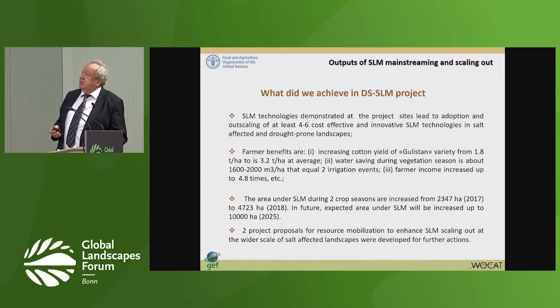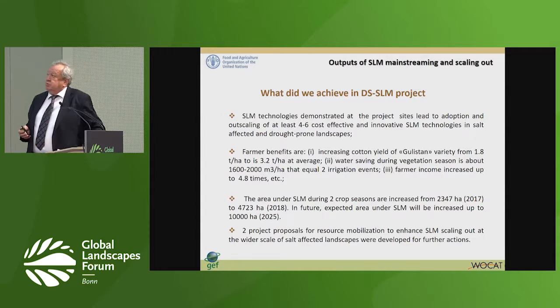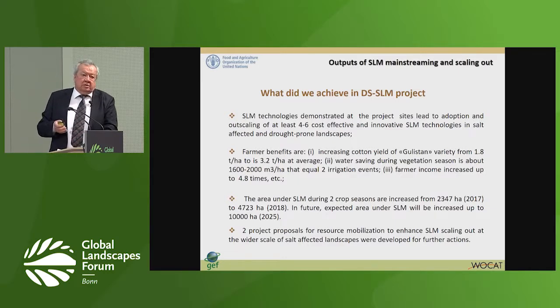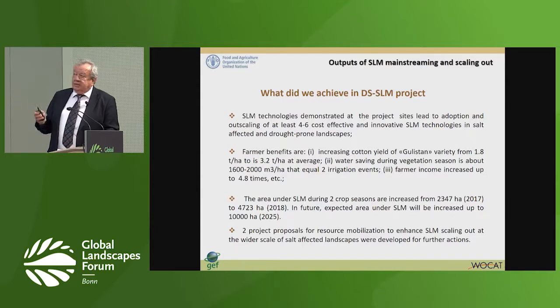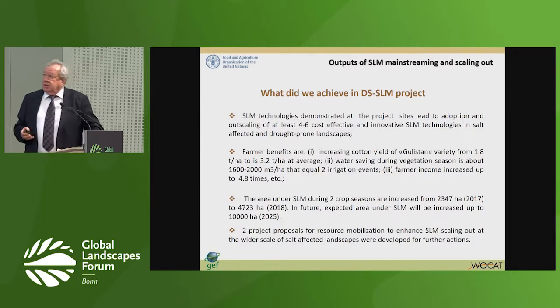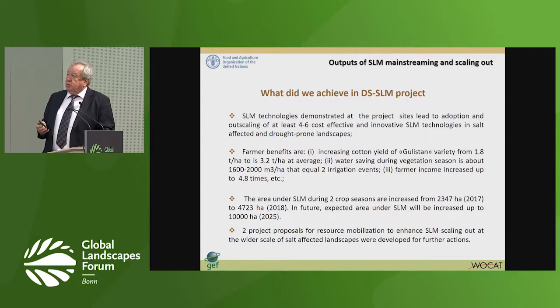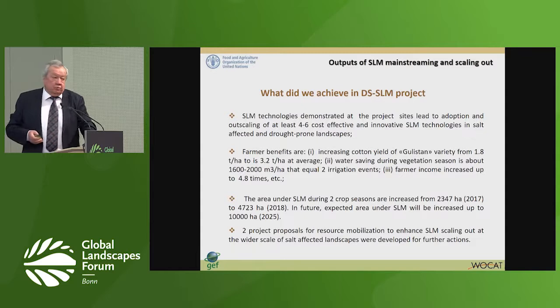And of course, farmer income increased up to 4 times, I think so. The area under SLM during 2 crop seasons increased from 2,000 hectares in 2017 up to more than 4,000 hectares in 2018. And in future, we expect the area under SLM will be increased up to 10,000 hectares. And I mean it will be a bright future. And of course, 2 project proposals for resource mobilization to enhance SLM scaling out at a wider scale of salt-affected landscape are developed for future action.